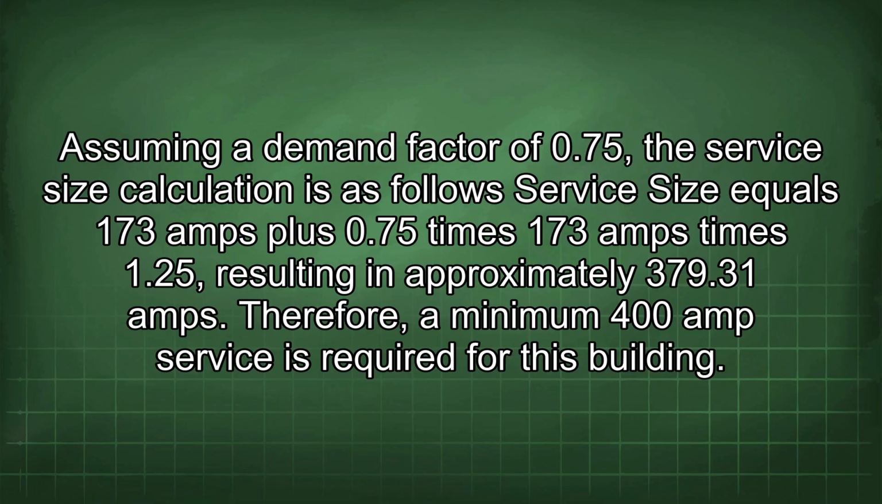Assuming a demand factor of 0.75, the service size calculation is as follows: service size equals 173 amps plus 0.75 times 173 amps, times 1.25, resulting in approximately 379.31 amps. Therefore, a minimum 400 amp service is required for this building.